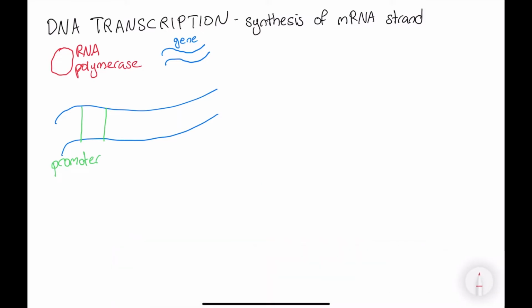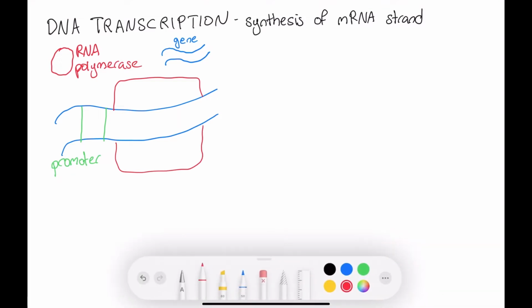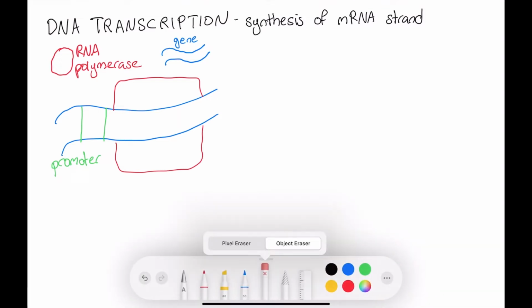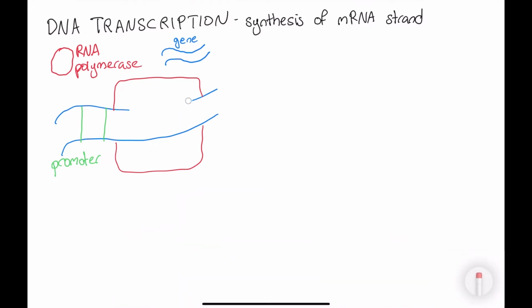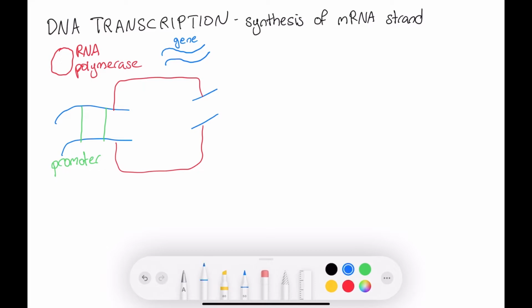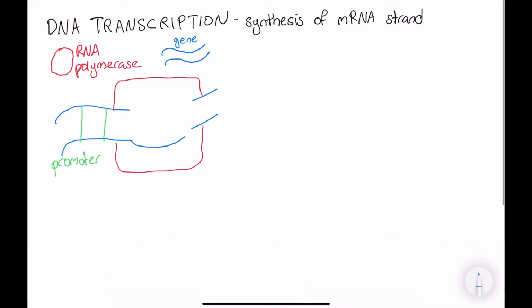Once it's at the promoter region of the gene, it breaks the hydrogen bonds between the bases, which unwinds the DNA. We now have two strands of DNA. One is going to be used as the template, which is this bottom one here, and that one is called the antisense strand, and the one on top is called the sense strand.